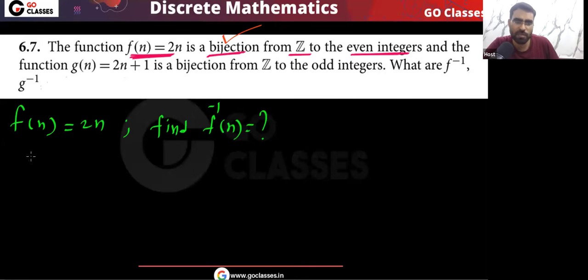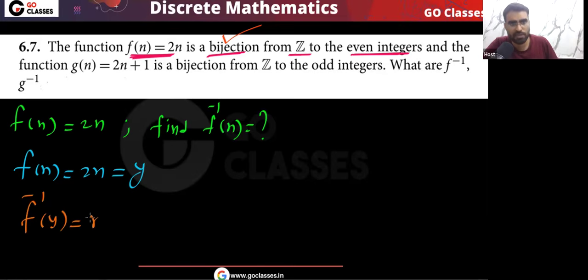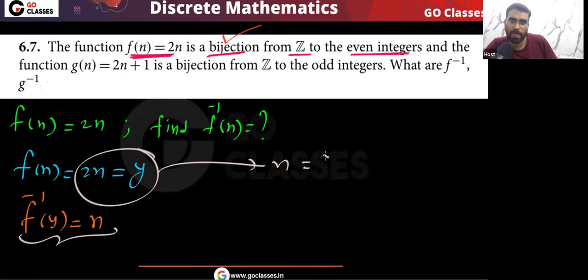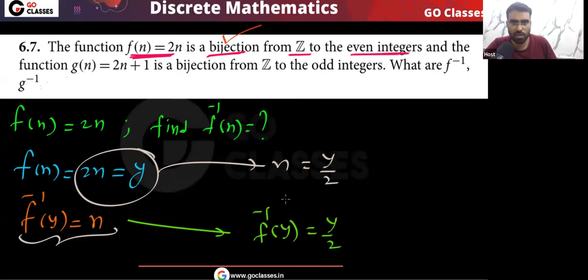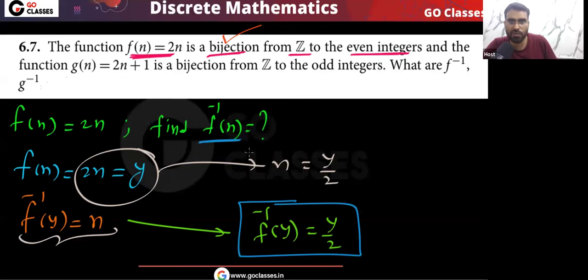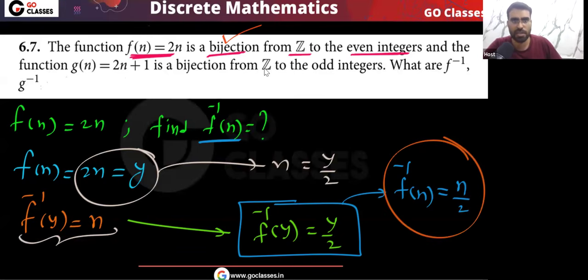Very simple. f(n) is given to you. Just assume this is y. From here, what is f inverse of y? f inverse of y is n. And from here, n is y by 2. So just put n equal to y by 2. So you got f inverse of y is equal to y by 2. Now I want f inverse of n, so I can replace this y with n. So this is the answer I will get.